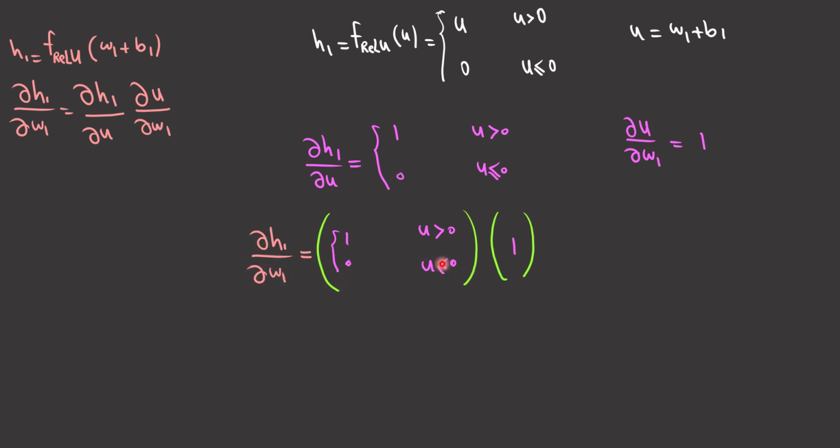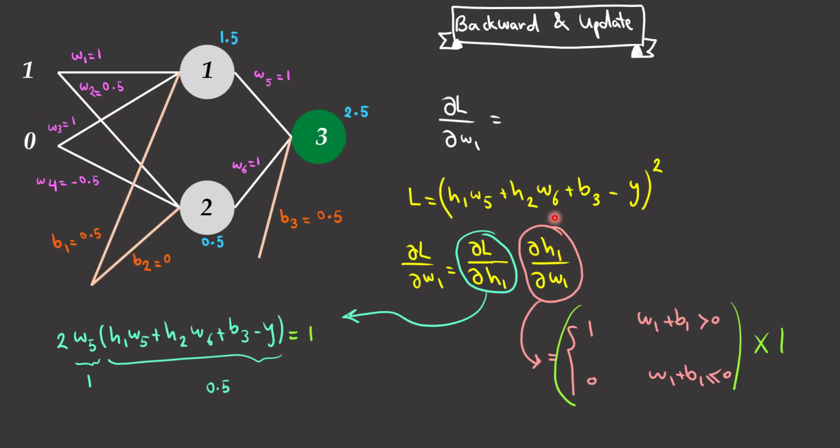So you can see we should multiply this by 1. But because you want to replace all this stuff with respect to w1, we should replace these u's. So we can see u is w1 plus b1. So we should replace it, and you can see this is the partial derivative of h1 with respect to w1. So we have calculated this partial derivative, which is equal to this times 1. So this times 1 is equal to this.